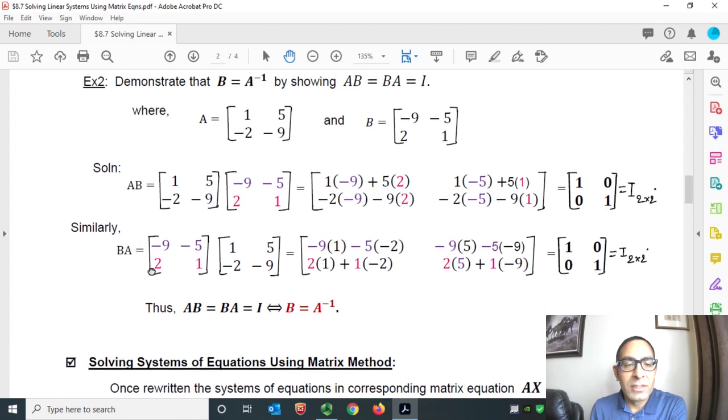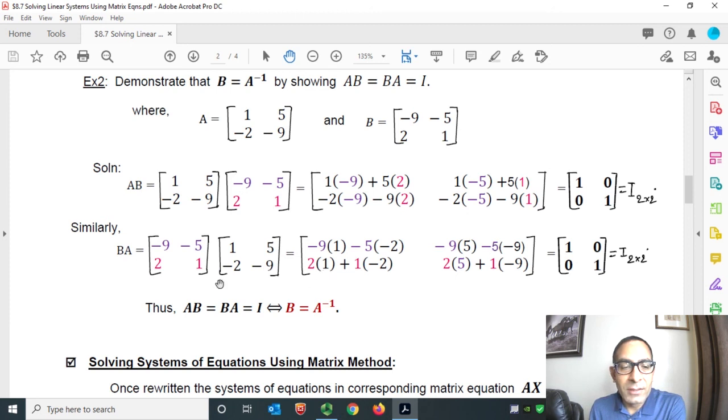So here, this is the B matrix, this is the A matrix. Again, multiply the same idea as earlier. So next step here, negative 9 times 1 minus negative 5 times negative 2, which is here. Similarly here, negative 9 times this 5 plus negative 5 times negative 9, which is here.